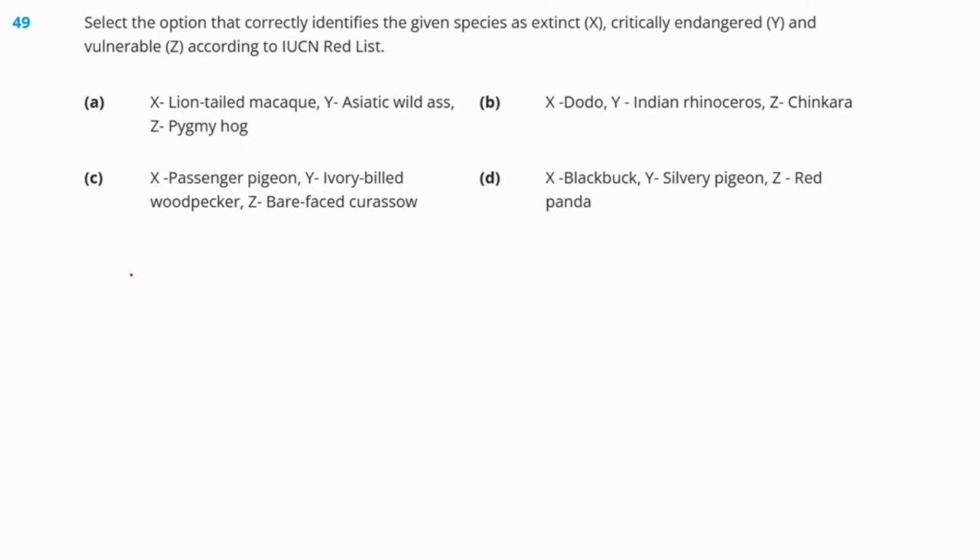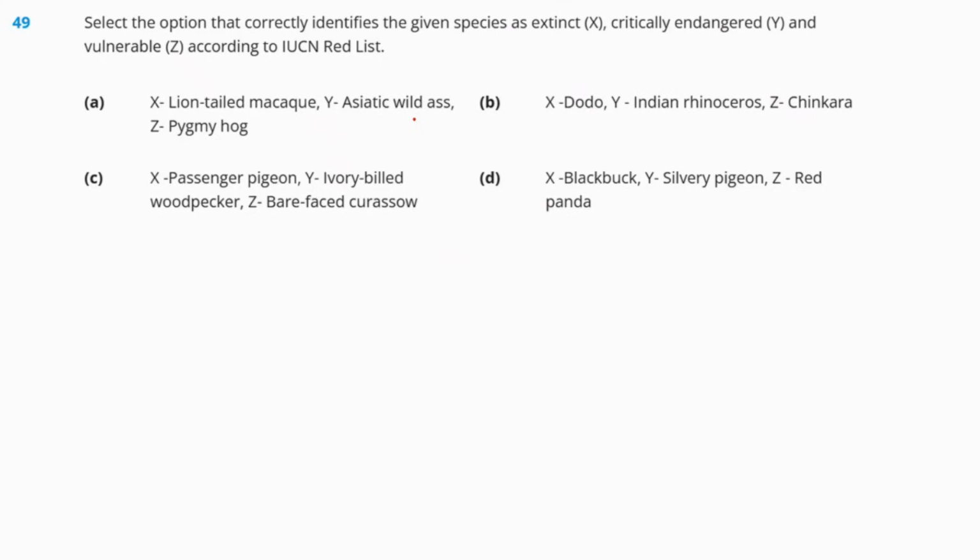Question number 49. Select the option that correctly identifies the given species as extinct X, critically endangered Y, and vulnerable Z according to the IUCN Red List. Okay, so in the first option we have lion-tailed macaque, Asiatic wild ass. So one by one I will take this. First we have to understand what is extinct, what is critically endangered, and what is vulnerable.